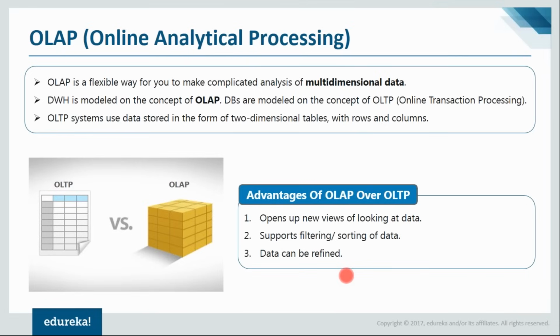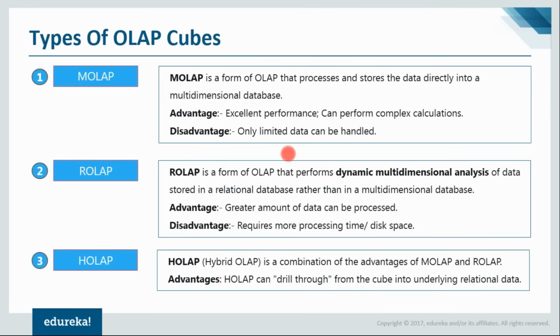So that's the thing about online analytical processing. Now I've spoken about these things, so let's go to the next slide. First of all, in OLAP itself, there are 3 different types of cubes. The first one is MOLAP, then ROLAP, and HOLAP.